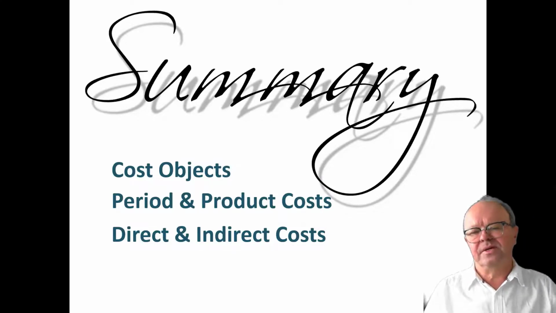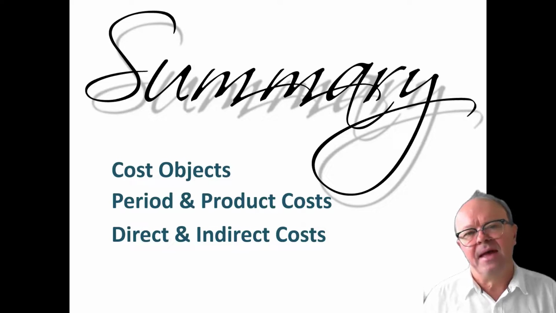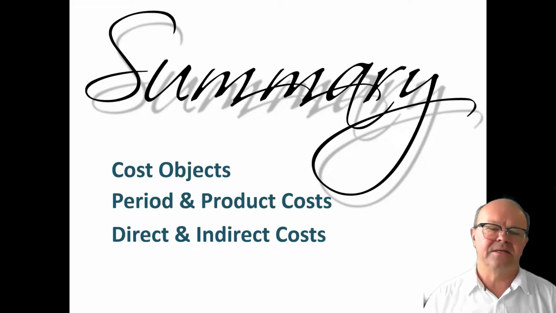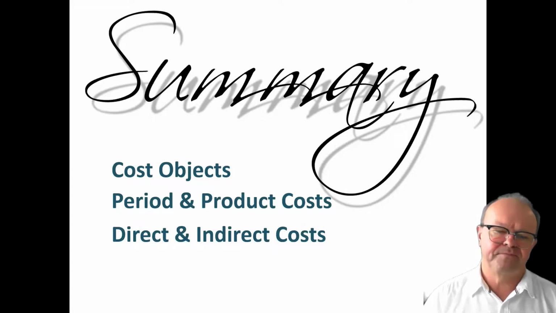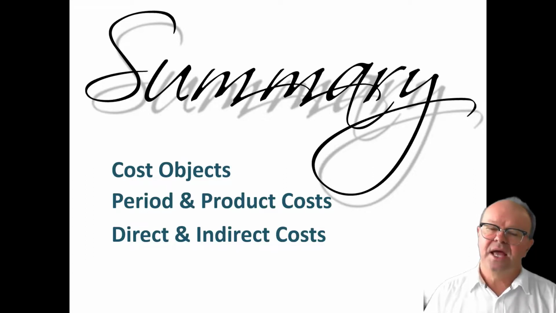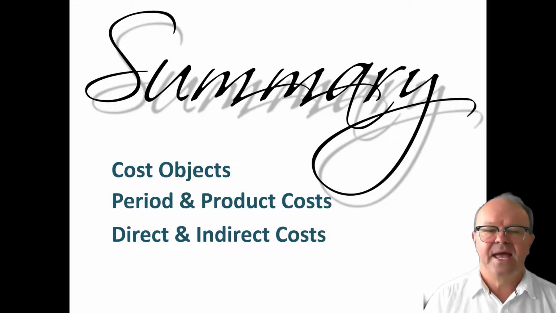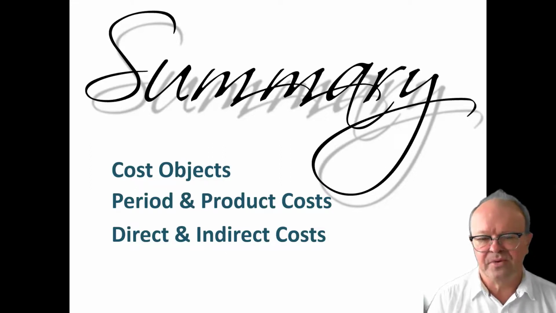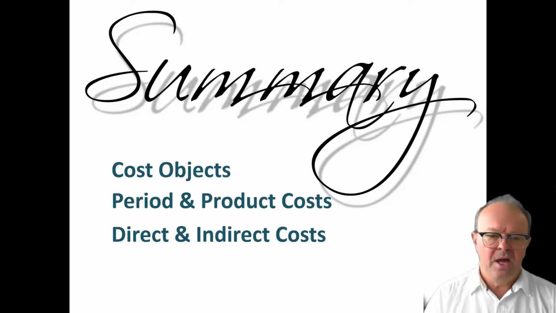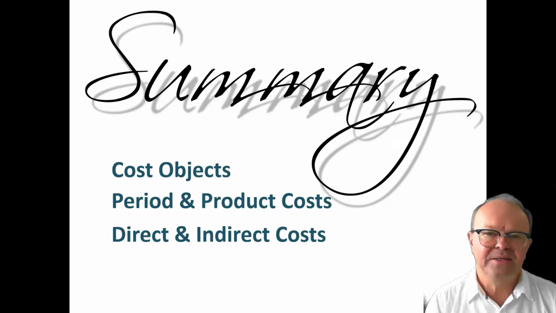And then we introduced you to a couple of methods or approaches that we use in accounting to allocate direct and indirect costs, and also just indirect costs, to products or cost objects. We're focusing on products.